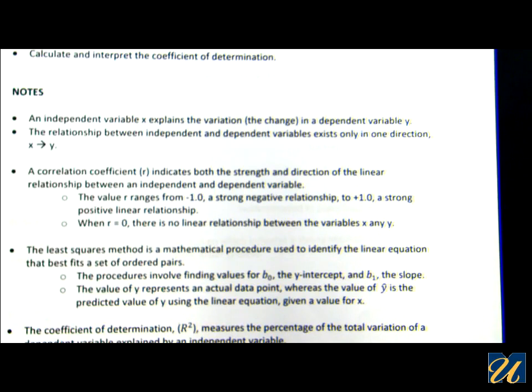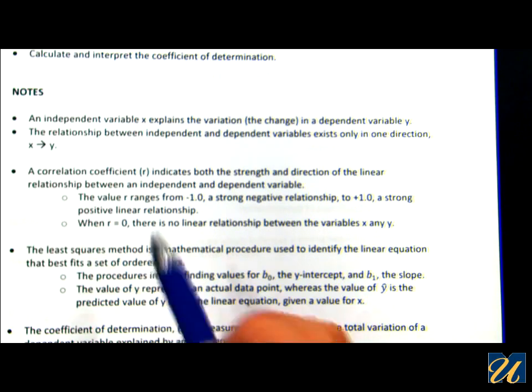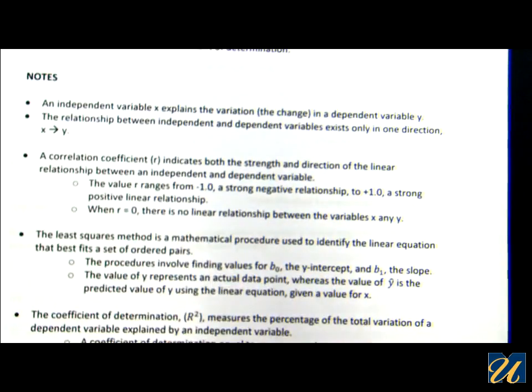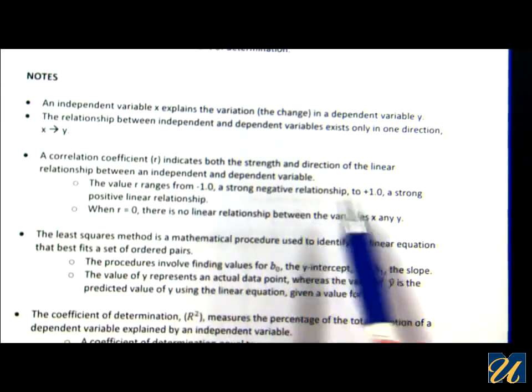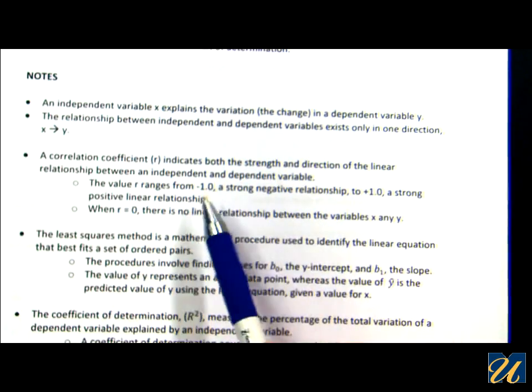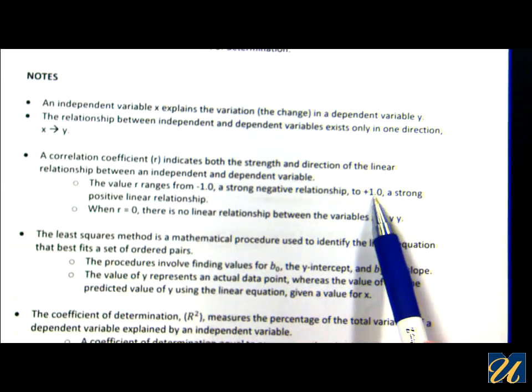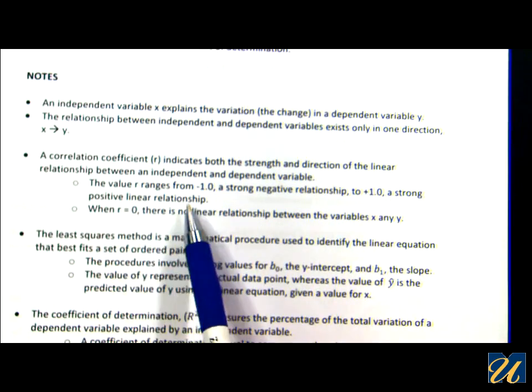We use the correlation coefficient to learn and investigate the strength and direction of the linear relationship between an independent and a dependent variable. For the correlation coefficient, we use the letter R. R ranges from -1 to +1. -1 indicates a strong negative relationship, and +1, a perfect R equal to 1, indicates a strong positive linear relationship. So the range of values that R takes is from -1 to +1.